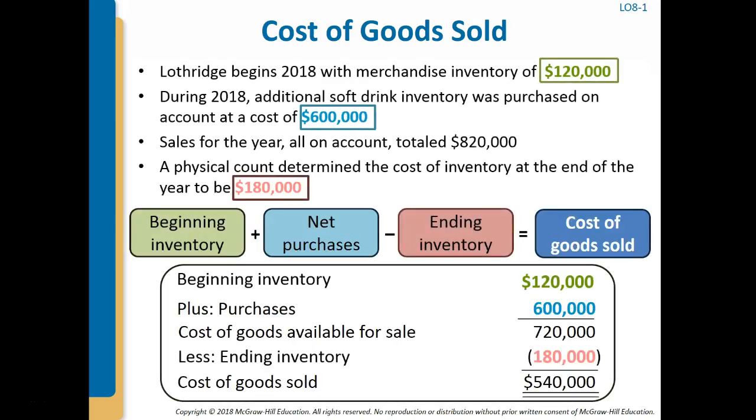Now, because cost of goods sold isn't determined automatically and continually by the periodic system, it must be determined indirectly after a physical inventory count. So as you see here, this shows how the cost of goods sold will be determined for 2018. We'll take our beginning inventory, add our purchases, minus our ending inventory, to then yield the cost of goods sold in the period.